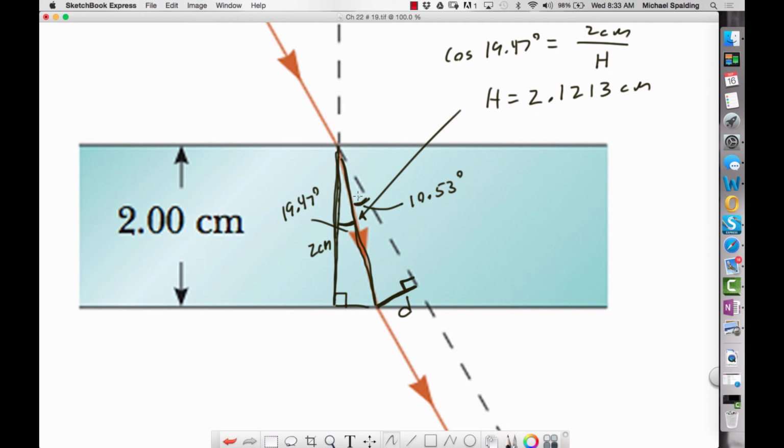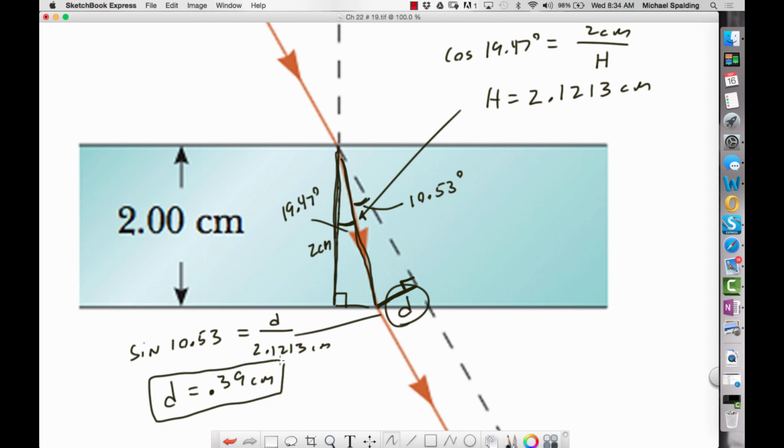So now we're going to use sine, right? To find this little d right here, we're using this triangle right here to find that d. So sine of 10.53 is equal to opposite over hypotenuse, which is 2.1213 centimeters. So when you solve that, you get 0.39 centimeters, which is the answer.